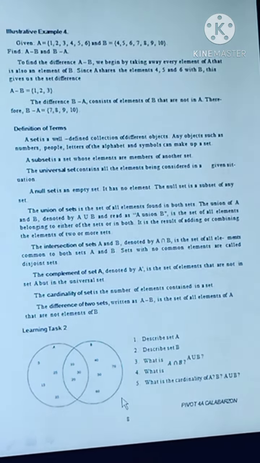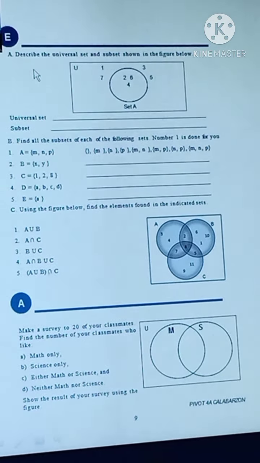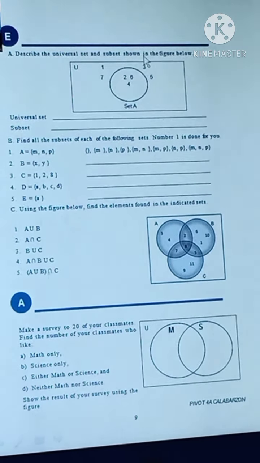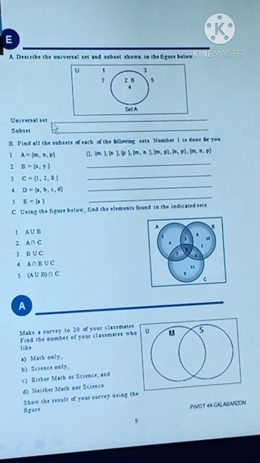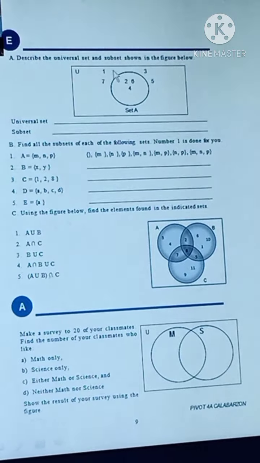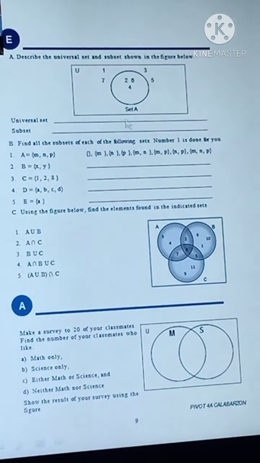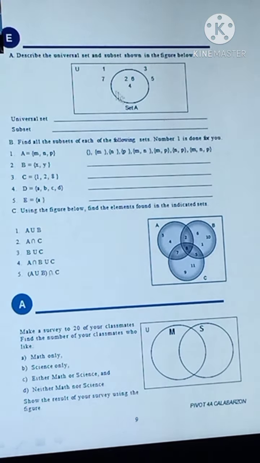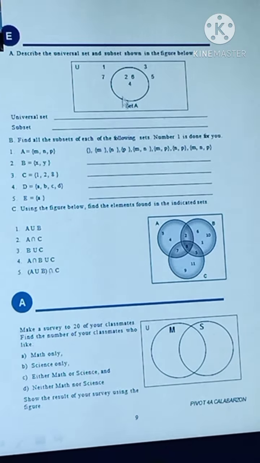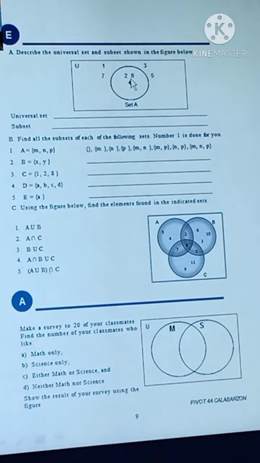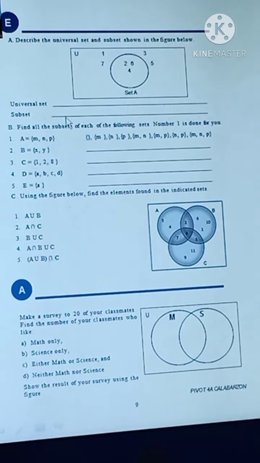Okay? So, that's it. Next, ito pa ang sasagutan nyo. Last na to, ha? Describe the universal set and subset shown in the figure below. Ito yung universal mo, ito yung subset mo. Universal set, ano-ano yung mga number? Lahat yan nakakasama dito: 1, 2, 3, 4, 5, 6, 7. Counting numbers from 1 to 7. Subset, tatlo lang: 2, 4, 6. Even numbers from 1 to 7. Yun yung sagot nyo dyan.